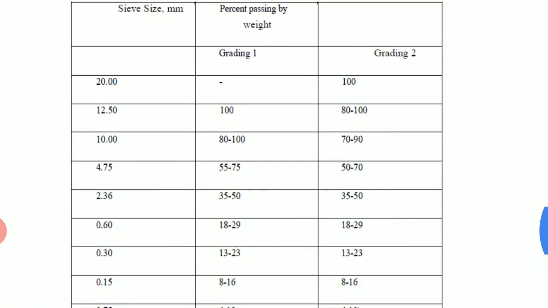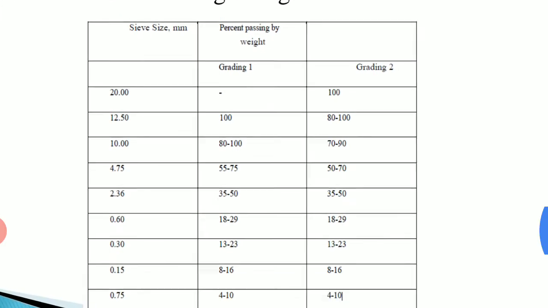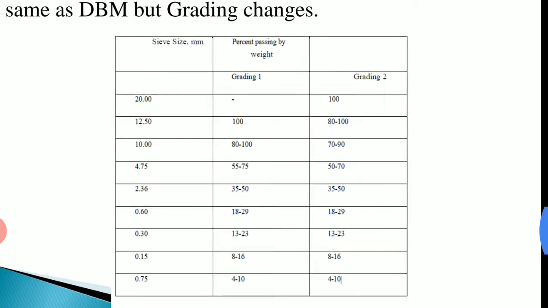Similarly, specifications are given for grading 2 also. We need to match our own results with this grading table, and out of these two grades it will match with one, so that we can decide which grade of aggregates we are going to use, either grading 1 or grading 2.